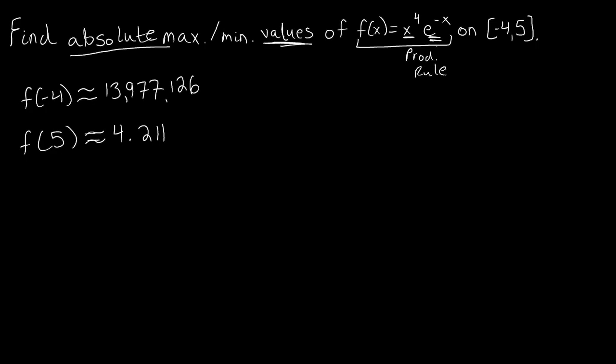Okay? So if we call this g and we call this h, what we're going to get is g equals x to the 4th, and h over here is going to be e to the negative x. I'm sorry, I got ahead of myself. g prime is going to be the derivative of g, so that's 4x cubed. And then h prime is the derivative of e to the negative x.